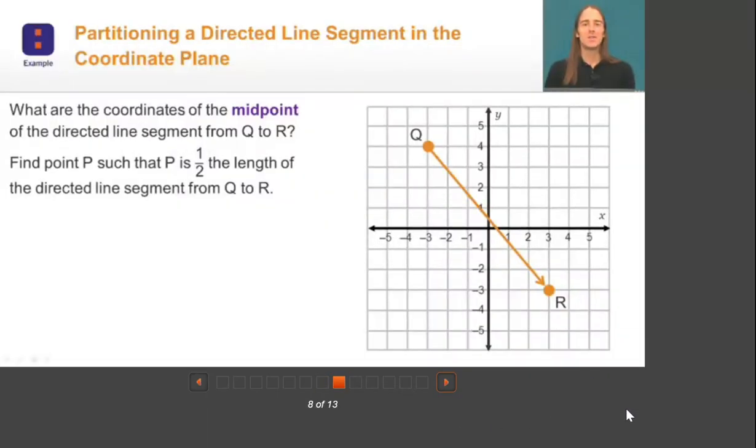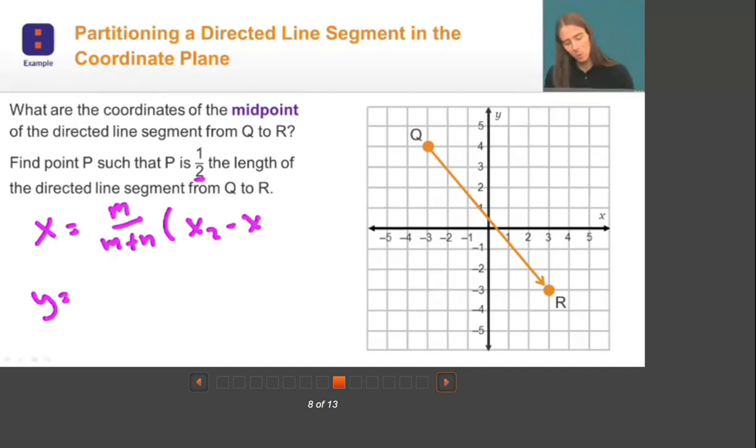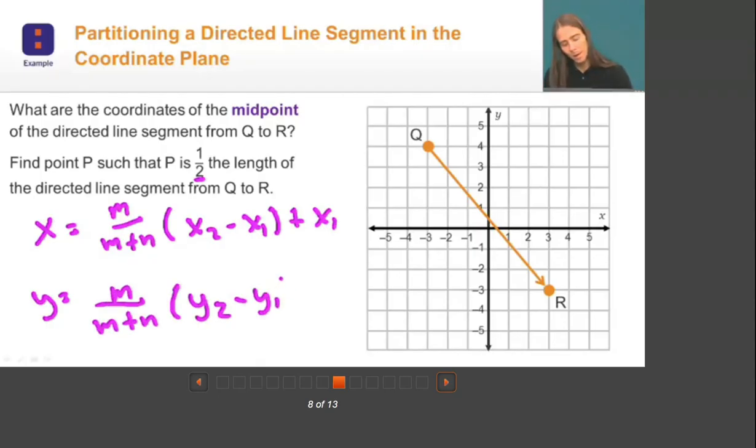We're going to go ahead and use the section formula to find the midpoint of a directed line segment. Remember, the midpoint is equidistant from the endpoints, meaning that it breaks it into 2 equal parts. And so the fraction that we'll be using is 1/2. And what I'm going to do is I'm going to use the section formula, which gives me formulas for x and y in the form m over m plus n. And for x, it'll be x2 minus x1 plus x1. And for y, I'll still have m over m plus n, but this time it'll be y2 minus y1 plus y1. Go ahead and write those formulas down because I'm going to clear the screen and make room for these calculations.